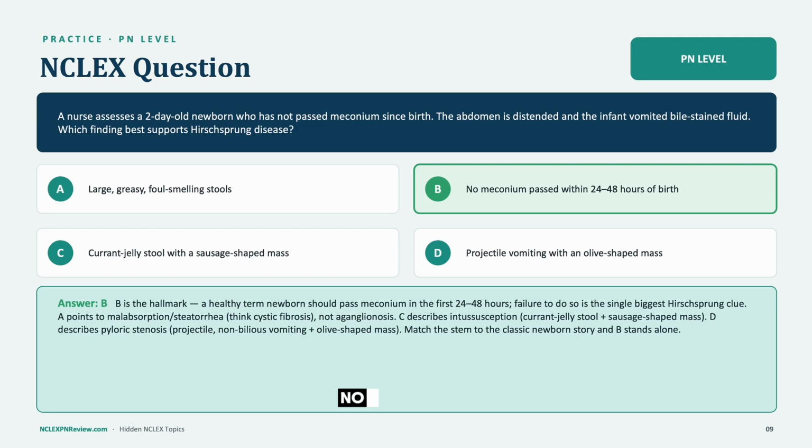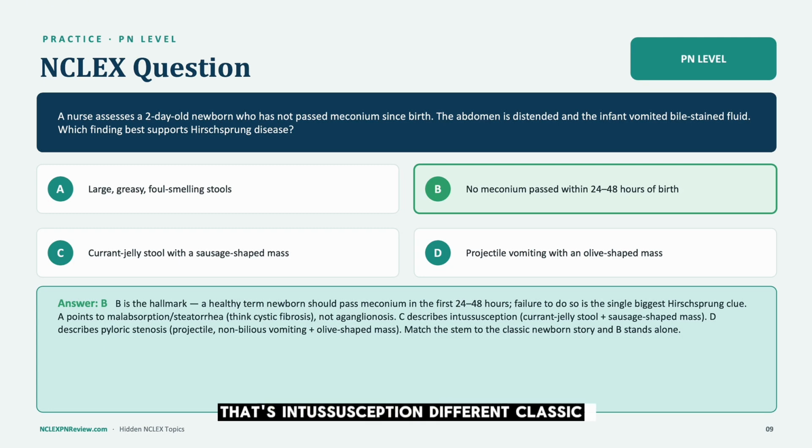B is correct. No meconium in 24 to 48 hours is the hallmark. That's the flag, and it matches the stem perfectly. Now for the distractors, because NCLEX builds every wrong answer from a real disease. A, large, greasy, foul stool, that's steatorrhea. Malabsorption, so you think cystic fibrosis. That's not Hirschsprung. C, currant jelly stool with sausage-shaped mass, that's intussusception.